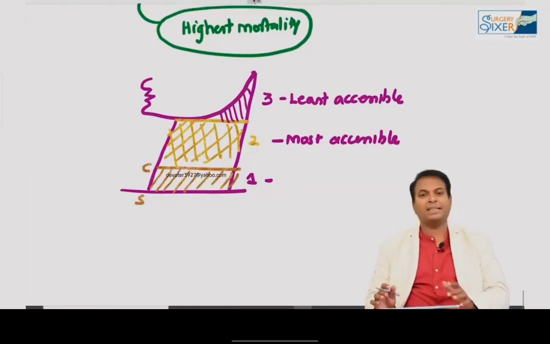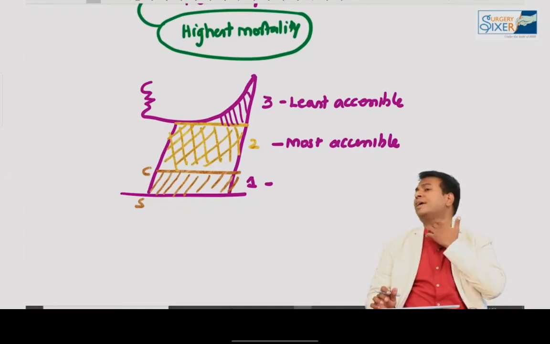So what are the zones available in the neck? Zone 1 is sternal notch to cricoid. Zone 2 is cricoid to angle of mandible. Zone 3 is angle of mandible to base of skull. So please don't forget these 3 zones.